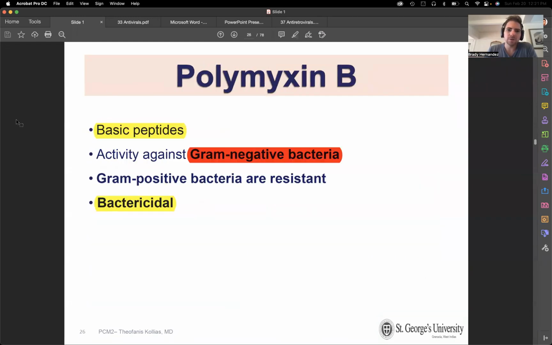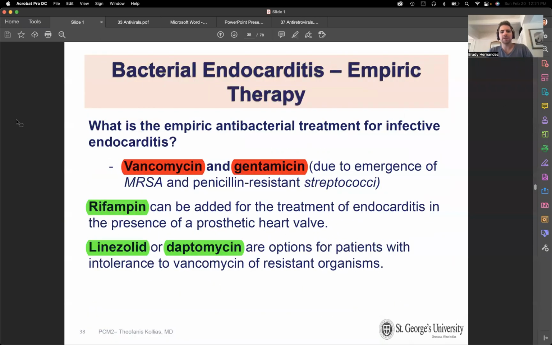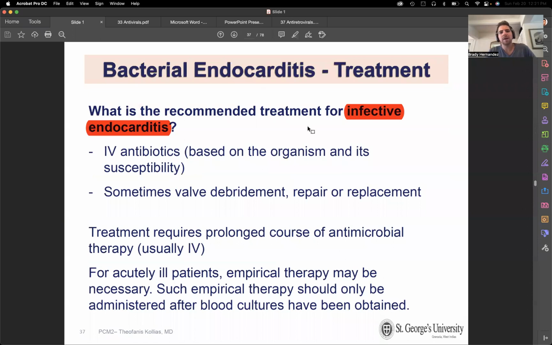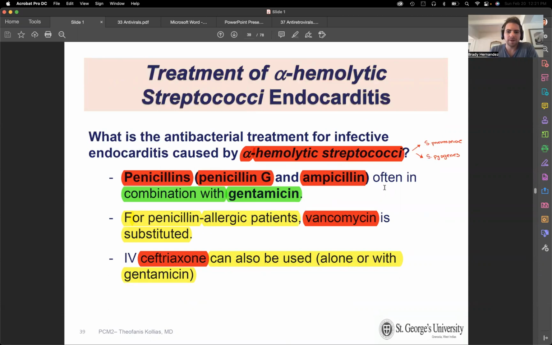So what I'll do is I'll go to this. This is what's going to be important when they talk about bacterial endocarditis and what your treatments are. You always want to give vancomycin and gentamicin, right? So that's probably good enough to know there. Empiric therapy, right? So penicillins always, well, we'll get there when we get there. So alpha hemolytic, right? So these are what you're going to give.